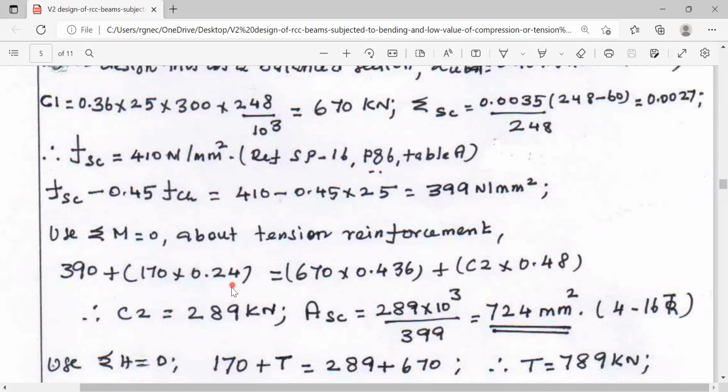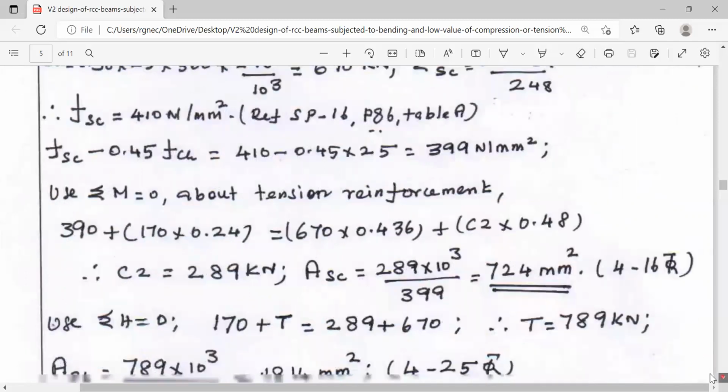This is the arm distance measured from tension steel. This is the compression generated by concrete, this is the arm distance of C1, and this is the magnitude of C1. C2 is the compression generated by reinforcement, and this is the arm distance for C2. In this equation, C2 is the only unknown, so you can easily solve it. It comes to 289 kN, and therefore Asc comes to 289 kN divided by the stress in the compression reinforcement. It comes to 724 mm square. And now you can decide the numbers and diameter of the bars.